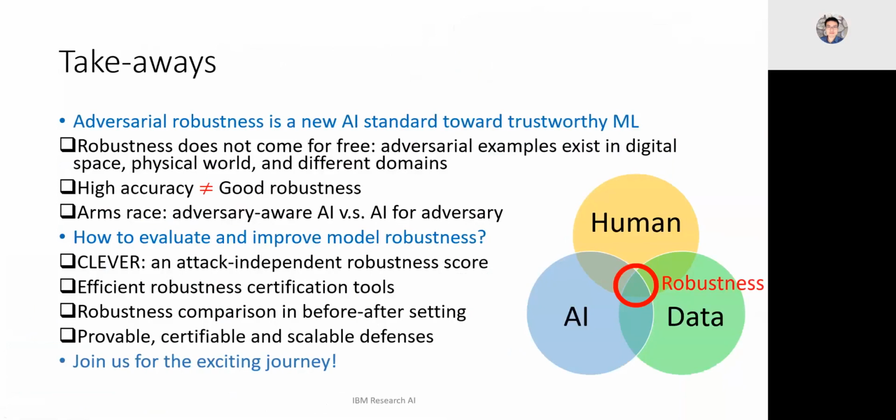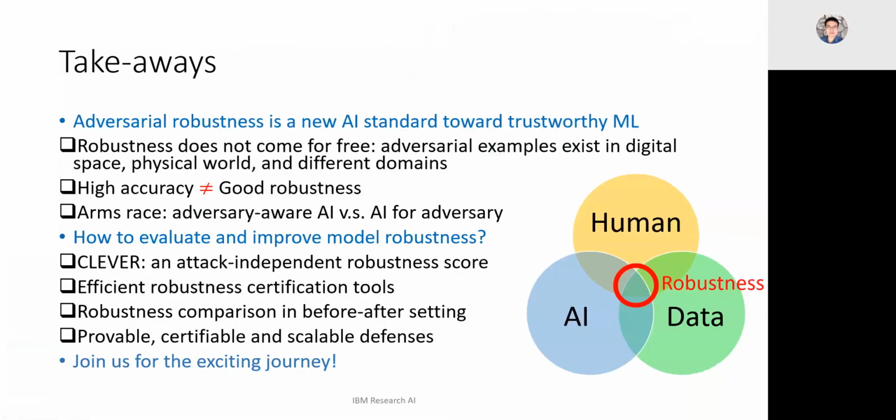And I also want to highlight this is a very interesting area because there's always an arms race between attackers and defenders. Attackers can use AI to generate more advanced attacks, and defenders can also use AI to generate more advanced robust models. And we are very curious about what the equilibrium of this arms race game will be.